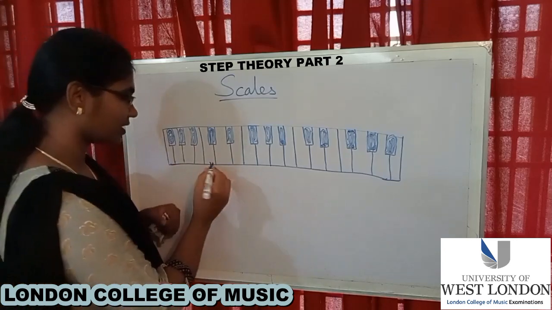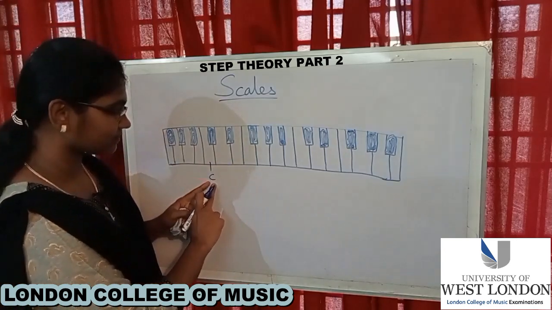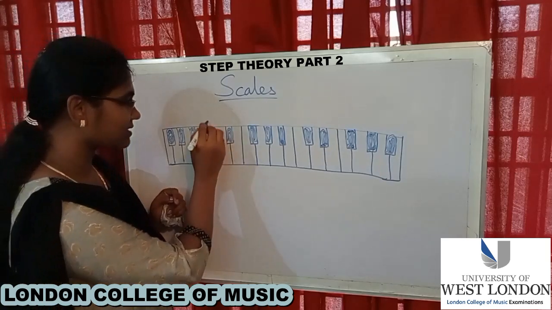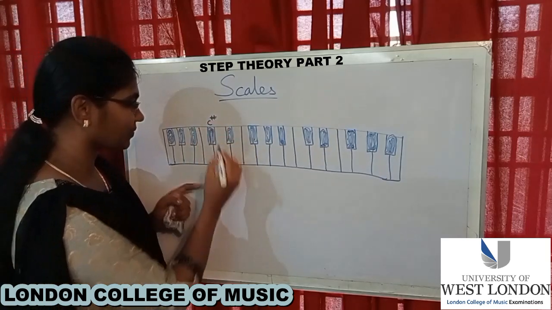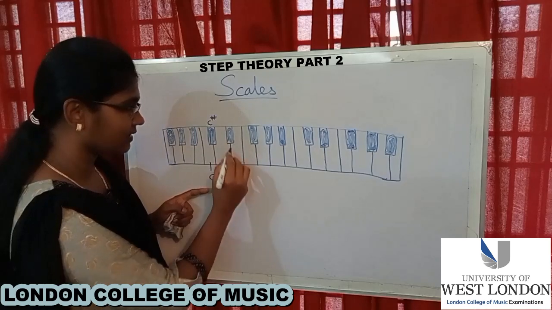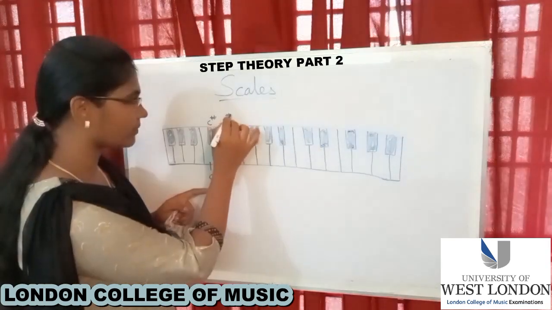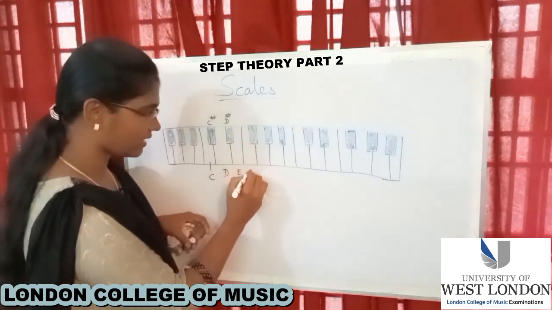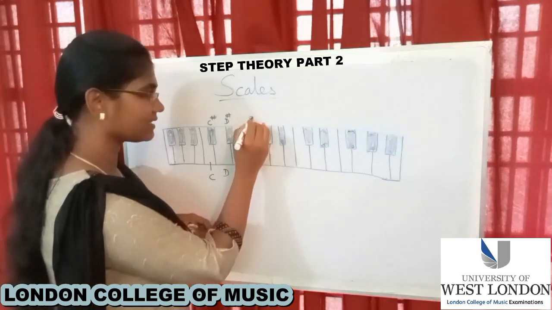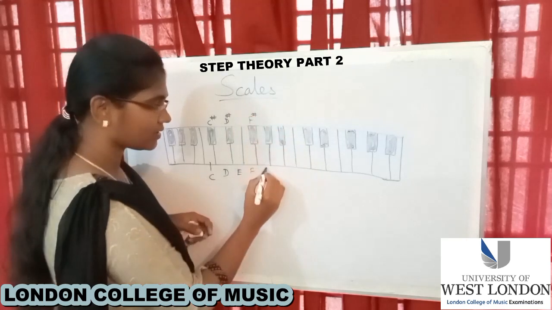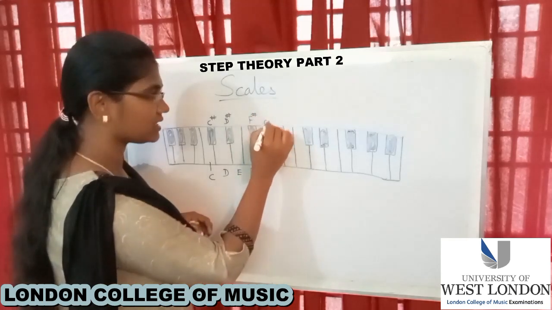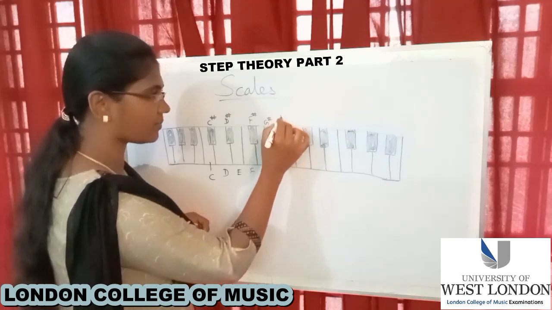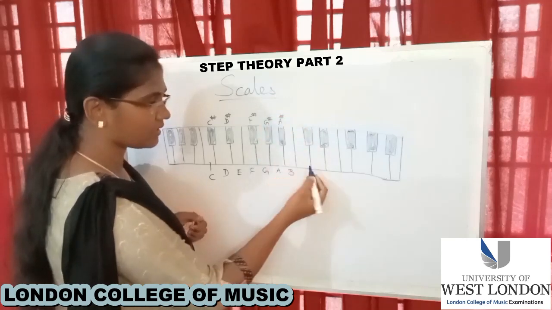Okay, so come here, this note is C. Okay, so and then this is C sharp. The next note is D. This is D sharp. The next note is E. Okay, the next note is F. The next black key is the F sharp. This one is G. Then this one is G sharp. Okay, this one is A. This one is A sharp. This one is B, and then again C.